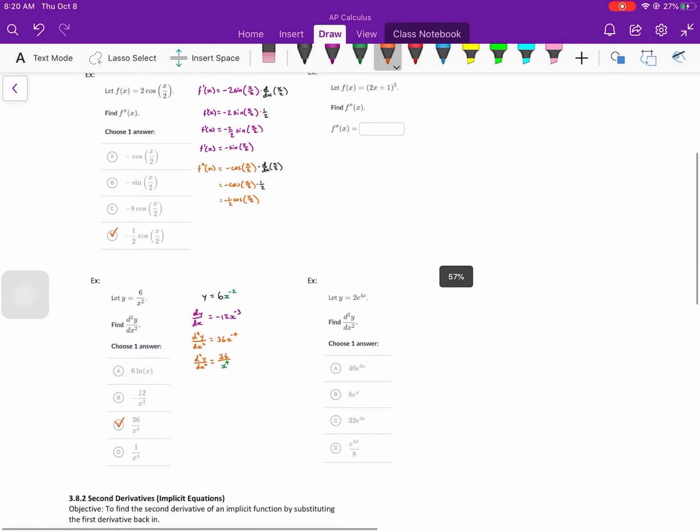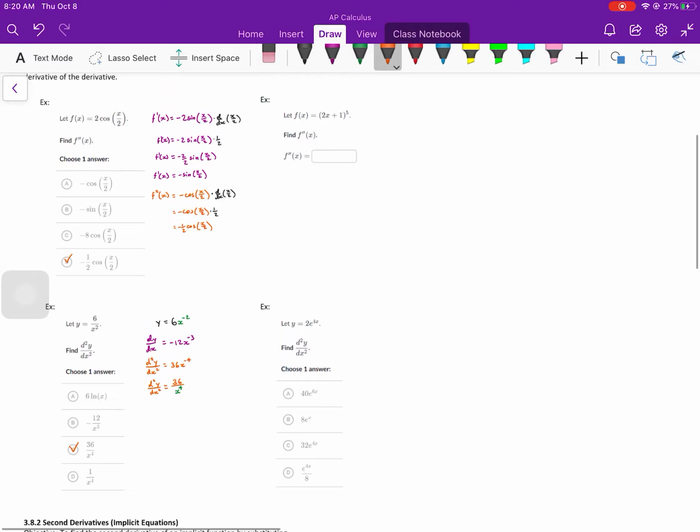And that's it. That's second derivatives. Pretty simple. Just take the first derivative and do the derivative again.